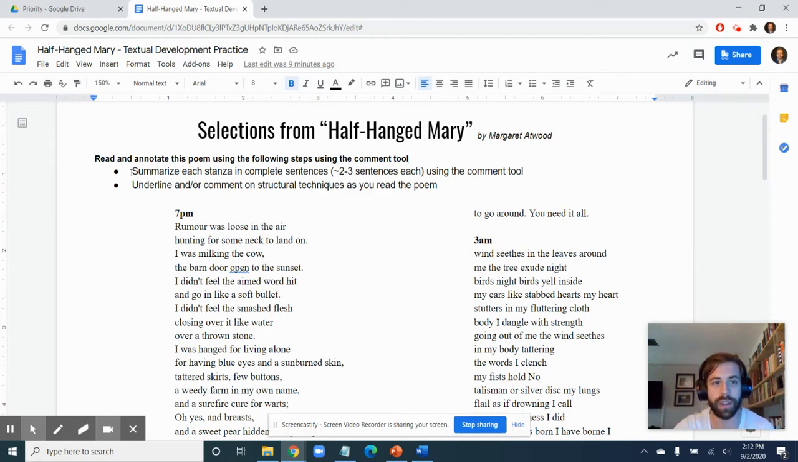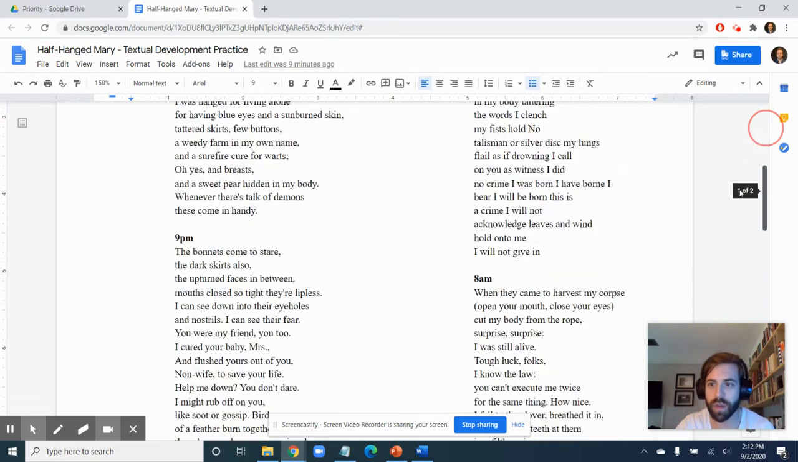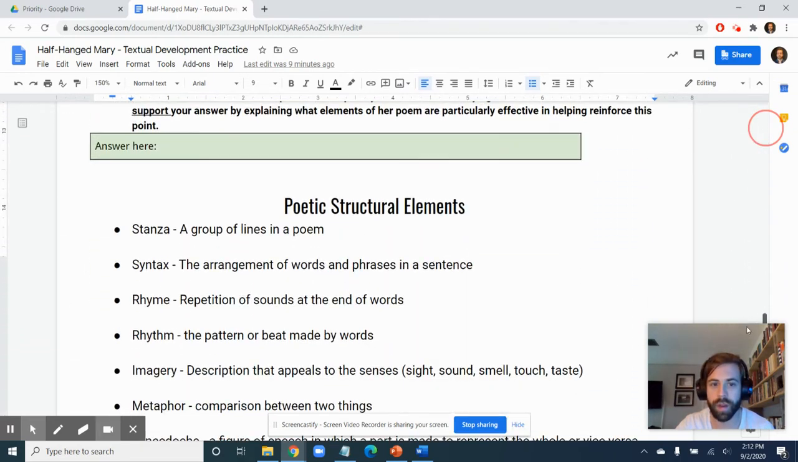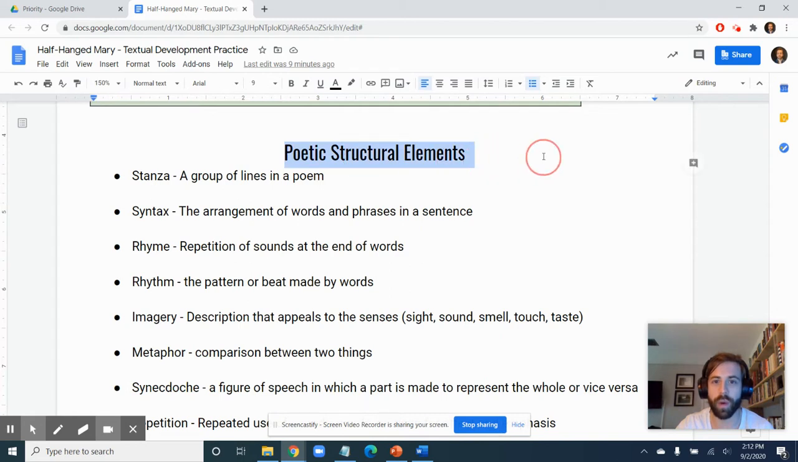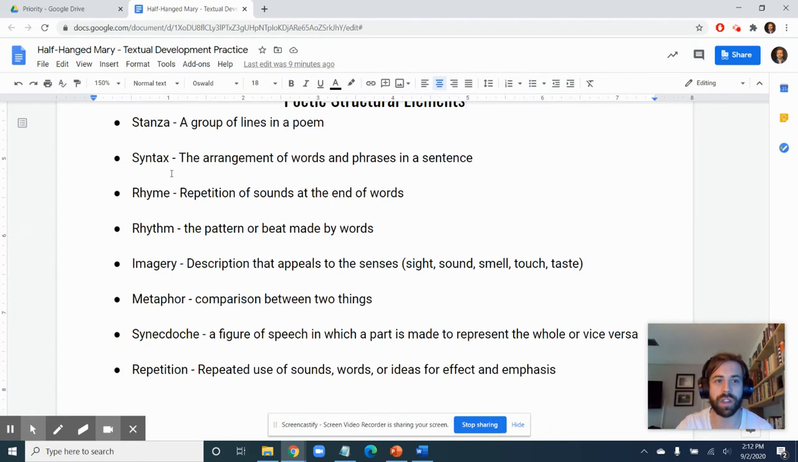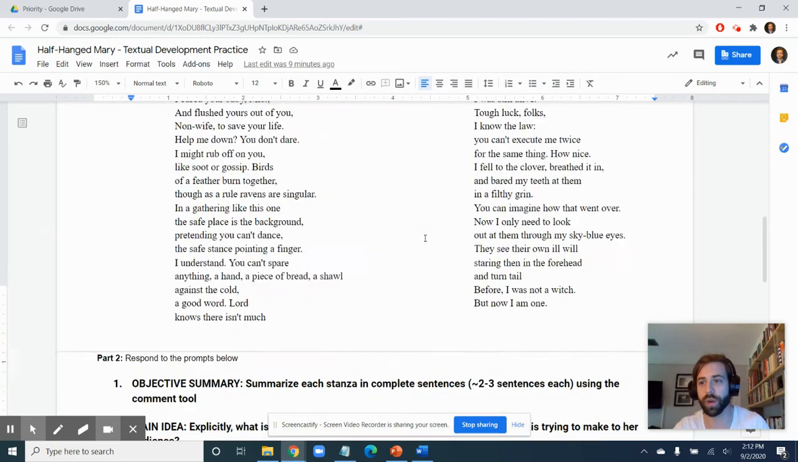So the big thing I want you to do with the comment tool and working on your digital annotation is to summarize each stanza in complete sentences and then underline or comment on structural techniques used in the poem. If you need help remembering what those structural techniques are in poetry, just scroll all the way to the bottom, and I've got a list of poetic structural elements. You can remind yourself, oh yeah, here's what a stanza is, here's what a metaphor is. This is what I'm looking for as I read through this story.